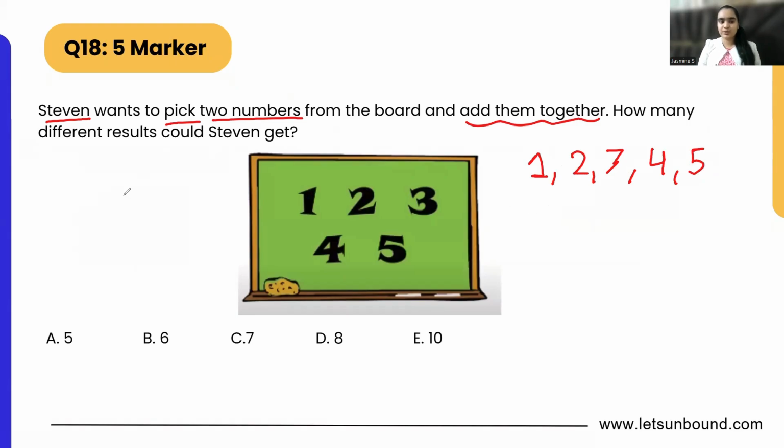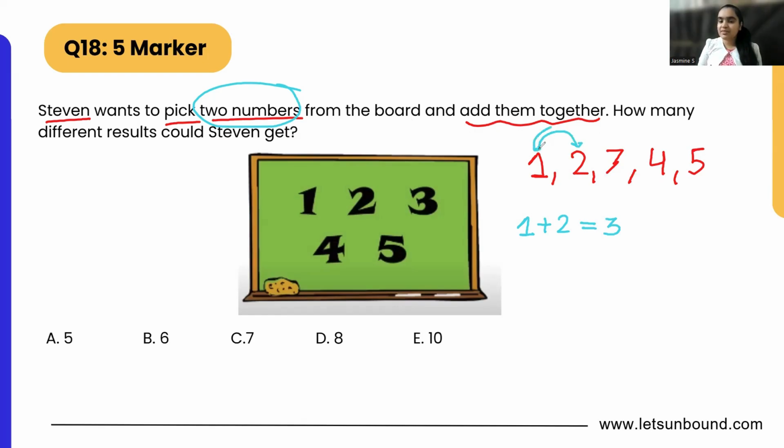Now let's see what different answers we can get after picking 2 numbers. So what we need to do, we need to pick two numbers and add them together to see how many times we are getting different results. Okay, let's start with number 1. Now 1 and 2. Let's assume Stephen is picking 1 and 2. So if we add it, it will give me the answer as 3, correct? So 1 and 2 will give me 3.